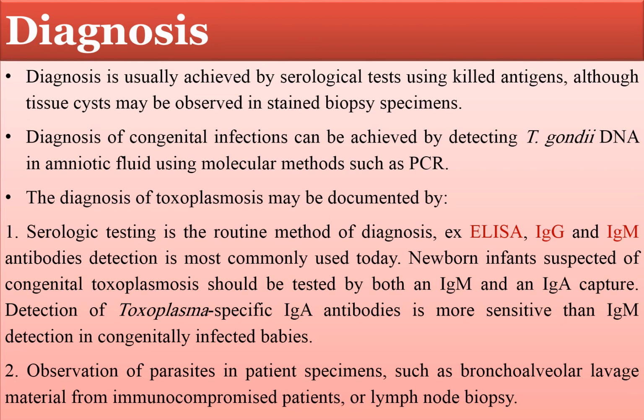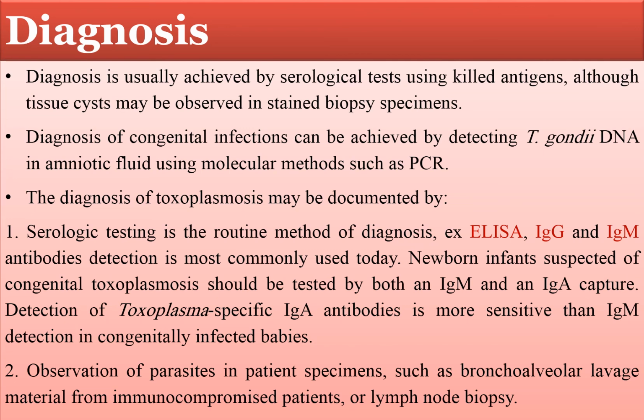Diagnosis of congenital infections can be achieved by detecting Toxoplasma gondii DNA in amniotic fluid using molecular methods such as PCR. The diagnosis of toxoplasmosis may be documented by: 1. Serologic test. It is the routine method of diagnosis, for example, ELISA. IgG and IgM antibody detection is most commonly used today.